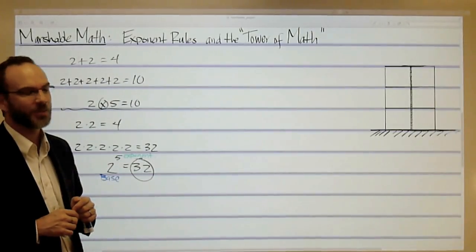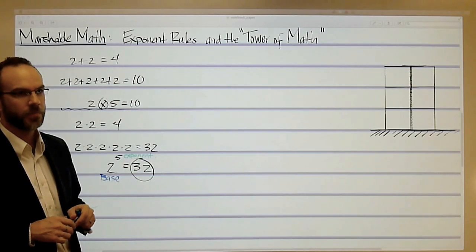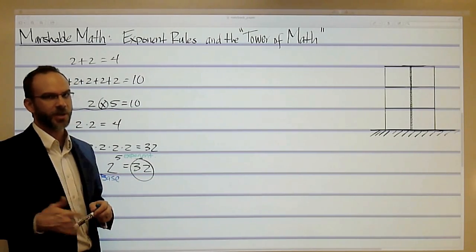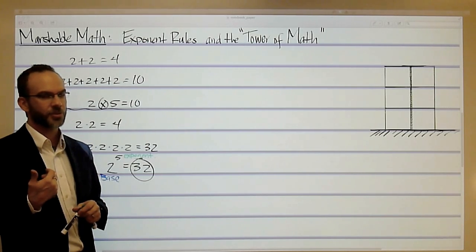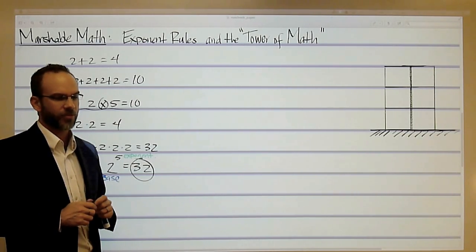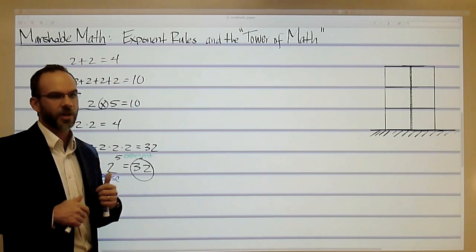Think about it for a second. No, it's not the product. Product is the answer to a multiplication problem. No, it's not a quotient. Quotient is the answer to a division problem. No, it's not a sum. Sum is the answer to an addition problem. So product, multiplication, quotient, division, sum, addition.